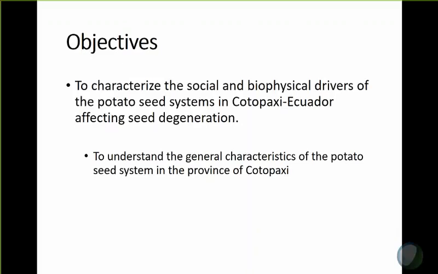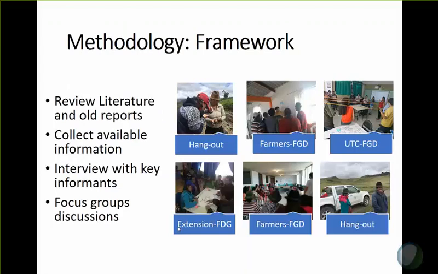So for that, we have used the framework, and as suggested in the guide, we have done literature reviews and collected available information, a lot of databases that were very spread around. I have talked to a lot of key informants, and I have held some focus group discussions with farmers, with academics from a local university here, and with extension agents. I also have been walking around and talking to farmers about their seed system situation.